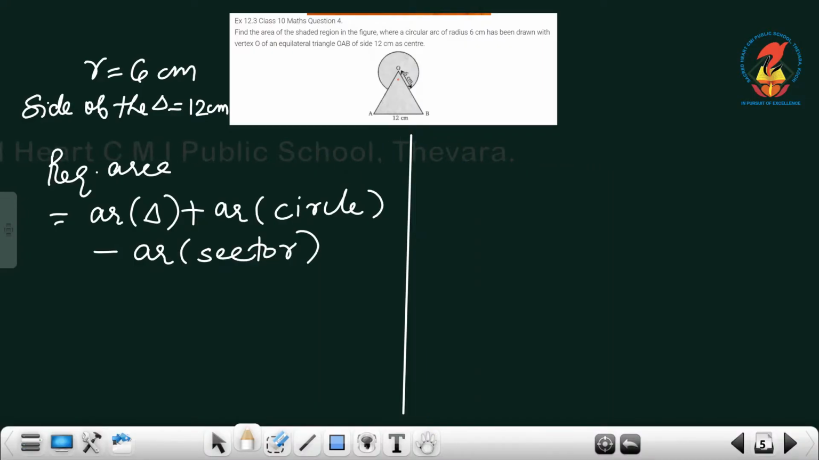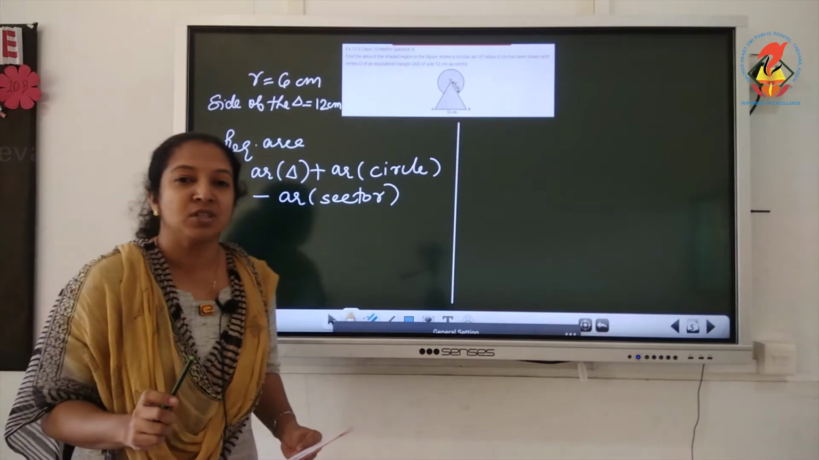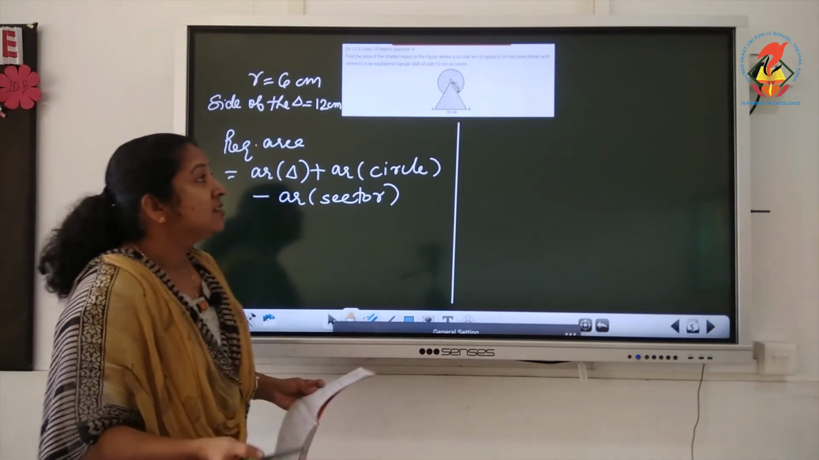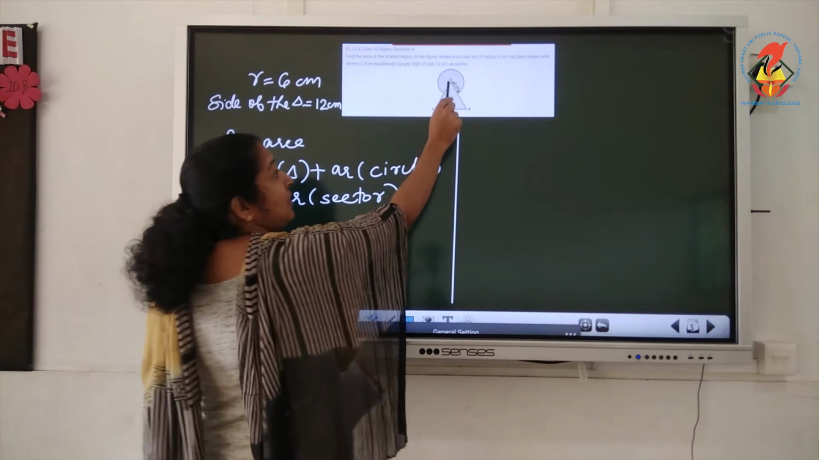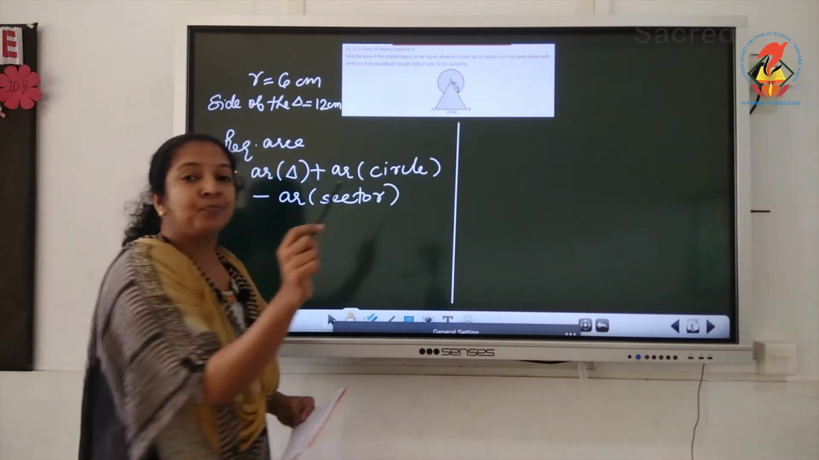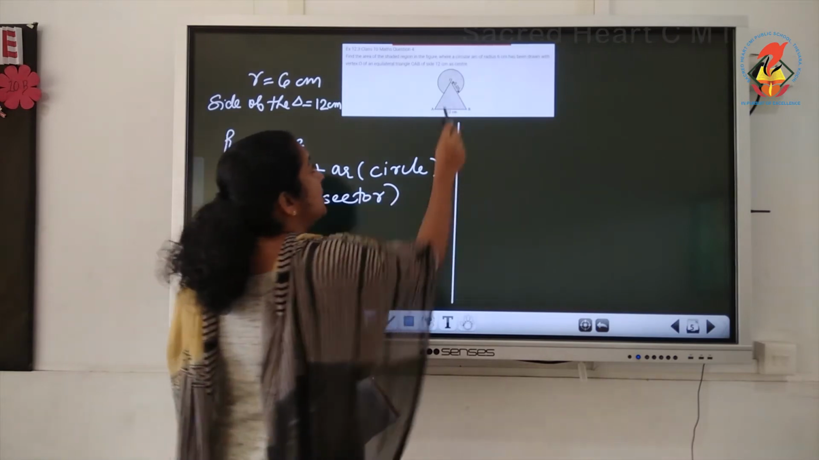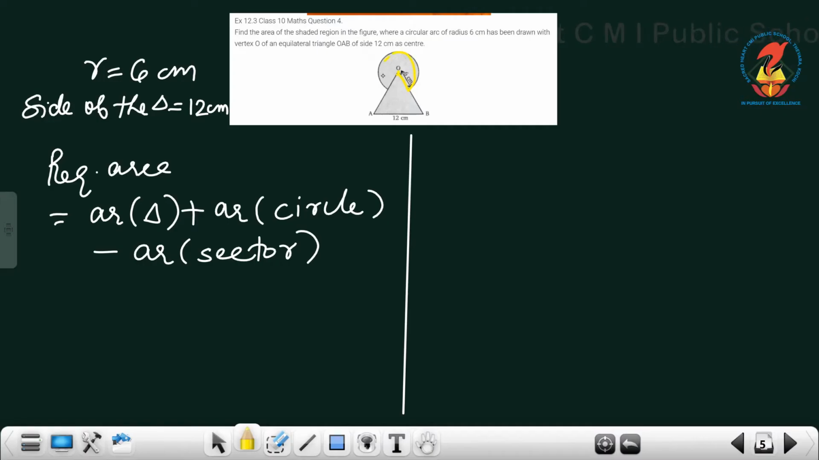So, what we can do here is required area is equal to area of the triangle plus area of the circle minus area of the sector. Area of the triangle, equilateral triangle. So, what is the formula? Root 3 by 4 a square. Area of the circle, radius is given as 6 cm. This is the radius. So, pi r square we can use.